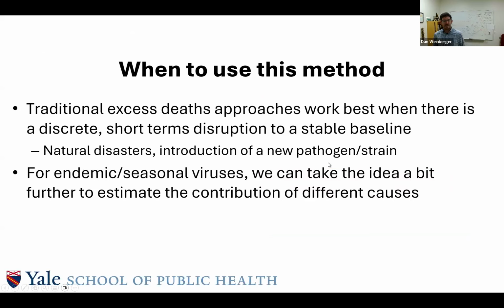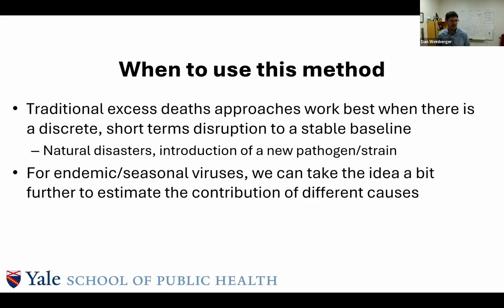So these methods are useful when we have a discrete short-term disruption to an otherwise stable baseline or stable pattern in deaths. It might be a seasonal variation or stable trend, but it's generally a predictable pattern. So things like natural disasters, introduction of a new pathogen, or introduction of a new variant into the population can be used with this type of approach.